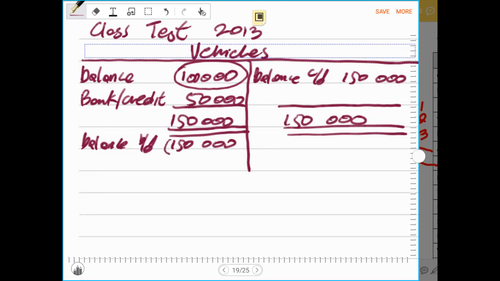And the closing balance of the motor vehicles in the PPE note must be 150,000 rands. Because what I reflect on the ledger account, in terms of opening balance and the closing balance, must exactly be the same as it reflects in the PPE note.